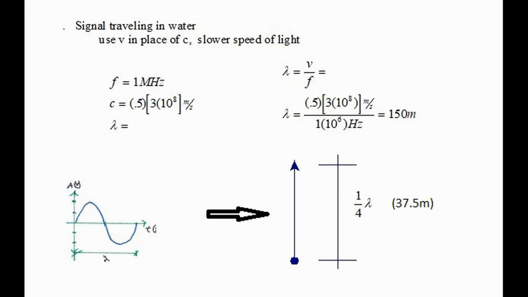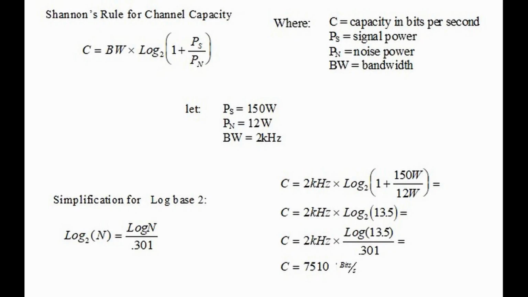In practical communications, it is found that 1/4 lambda is good enough to send or receive a signal. So in this case, 1/4 lambda would be 37.5 meters. It's a shorter antenna, but still a pretty good size antenna.